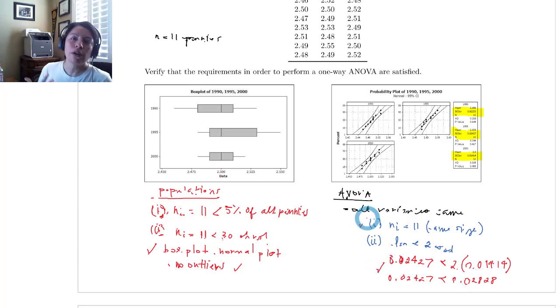So even though the standard deviations in your ANOVA analysis may not all be the same, that's okay, because if the sample sizes are the same and the largest sample standard deviation is no more than 2 times the smallest sample standard deviation, then it's okay. A little bit of deviation in the population variances is fine, as long as these two criteria are fulfilled. So the ANOVA requirements are satisfied in addition to the population requirements.